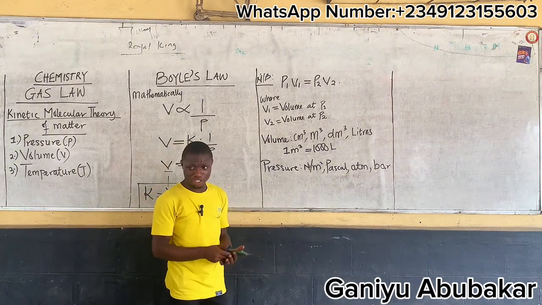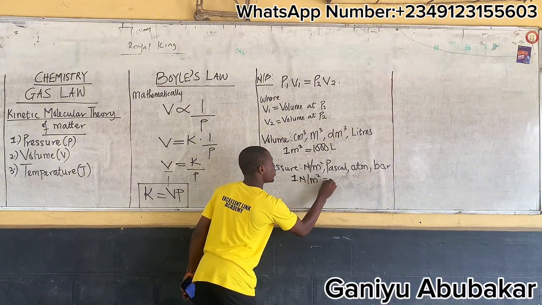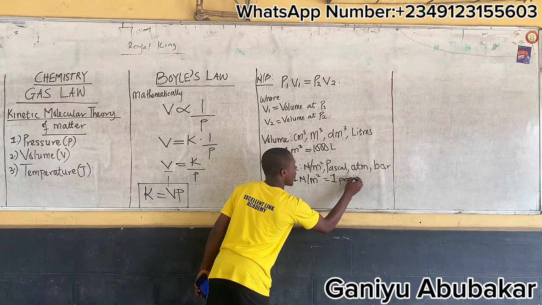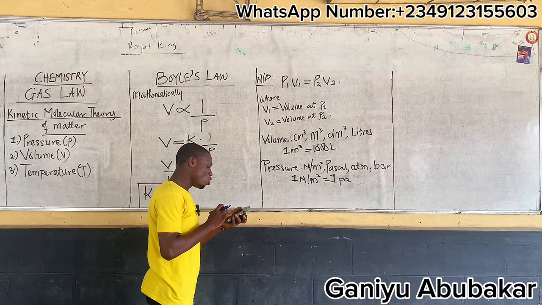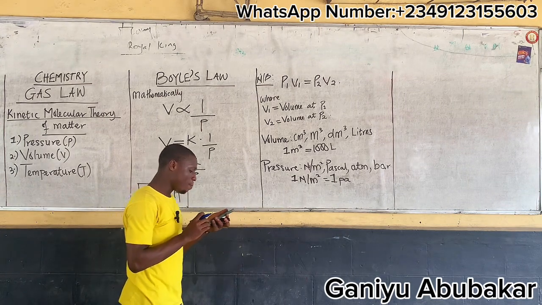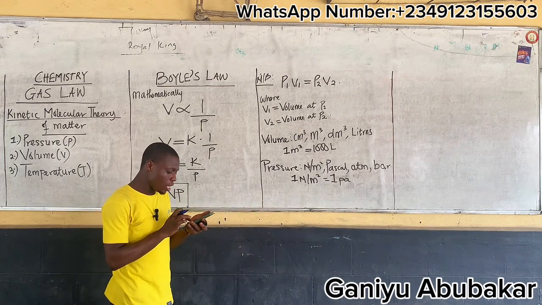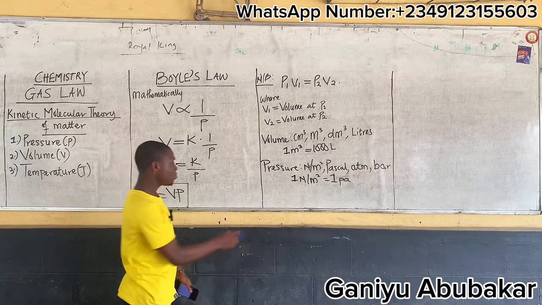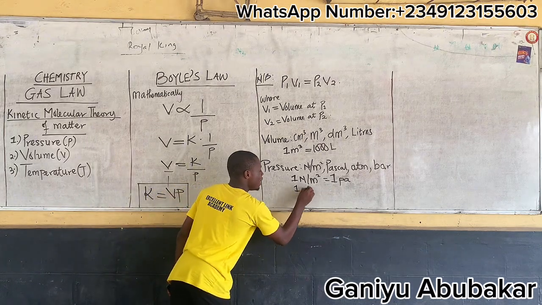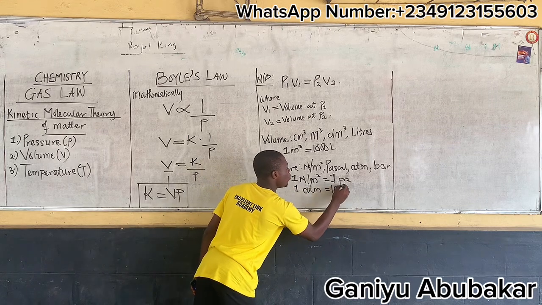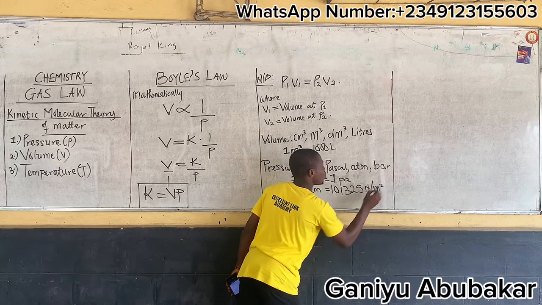Now hold on, look up. Let me give you these for conversion's sake. Note that 1 Newton per meter squared is equal to 1 Pascal. Very important, please. Aside from this one, note that 1 ATM equals 101.325 Newton per meter squared.